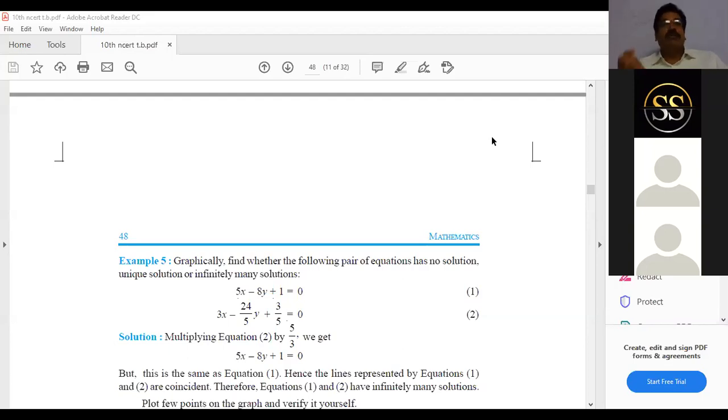Maybe they can ask for 1 mark. These conditions they can ask for 1 mark. A2 square plus B2 square is not equal to 0. The conditions we also remember. And next, what points you have to remember, anything I forgot, I told the solution.